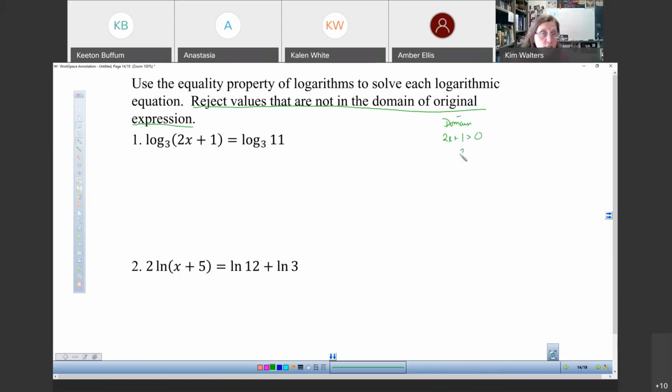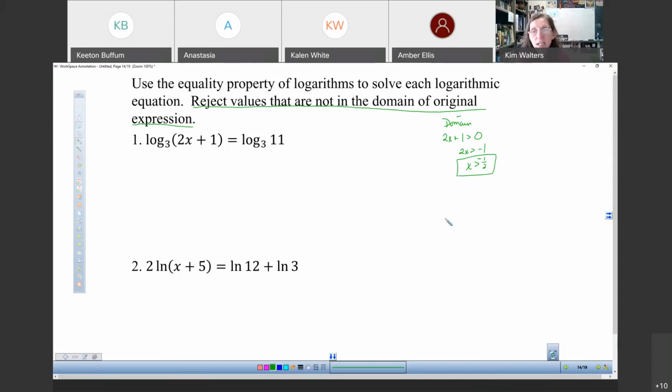If you will just do this before you do anything else, x must be greater than negative 1/2, right? This is the only thing we have to worry about. X must be greater than negative 1/2, okay?